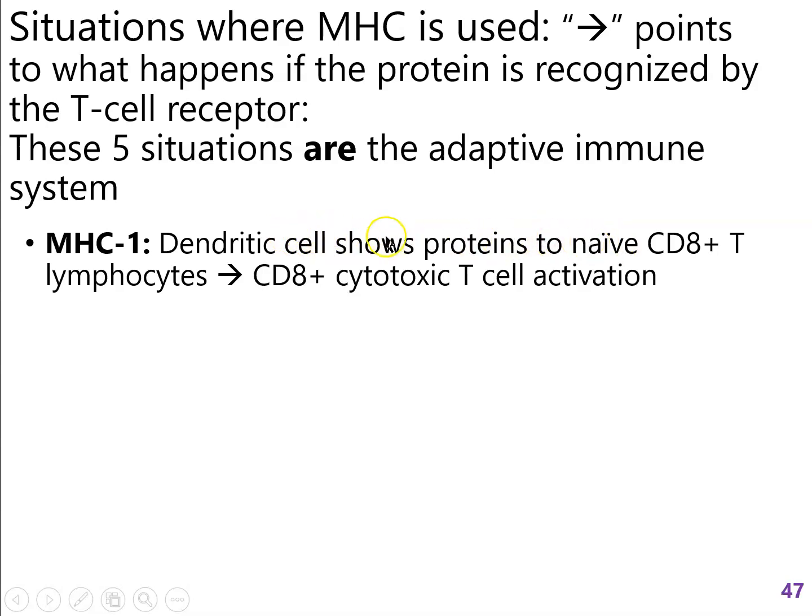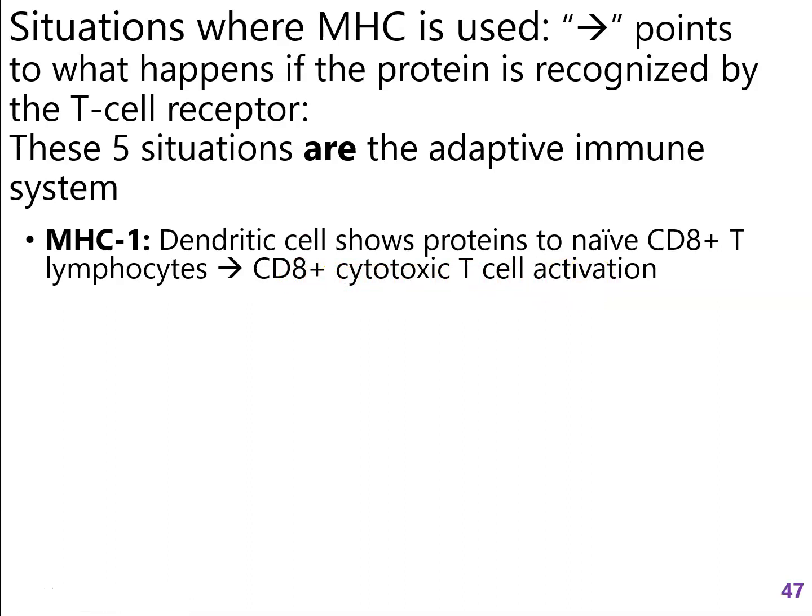So it's going to show a protein to a naive, so that is educated but not yet activated, CD8 positive T lymphocyte. That lymphocyte has been waiting its entire life, doing nothing. Well, if it recognizes this protein, it has now seen its purpose in life, and it will activate and become a CD8 positive cytotoxic T cell, which is an active cell that's going to run around the body and kill infected cells. So this is cytotoxic T cell activation.